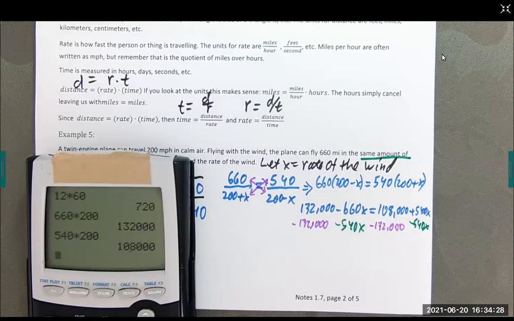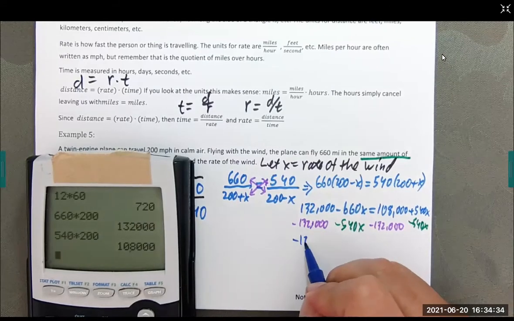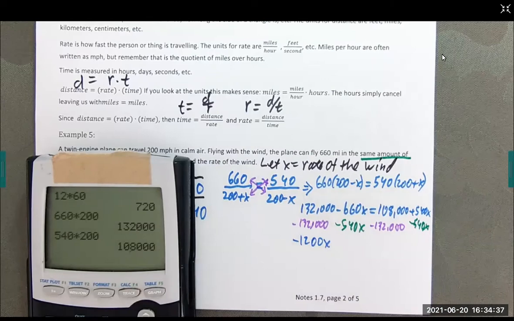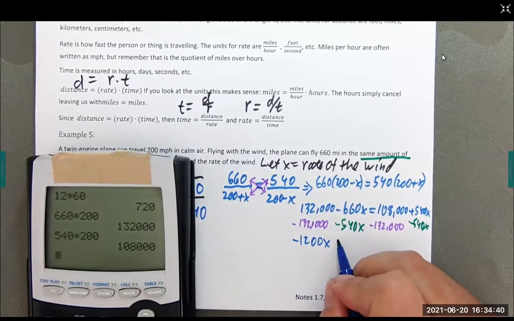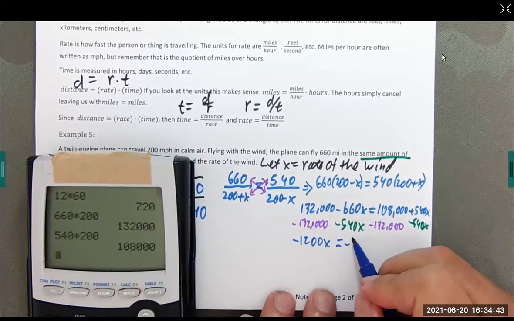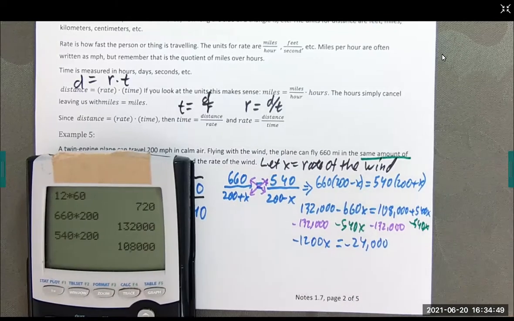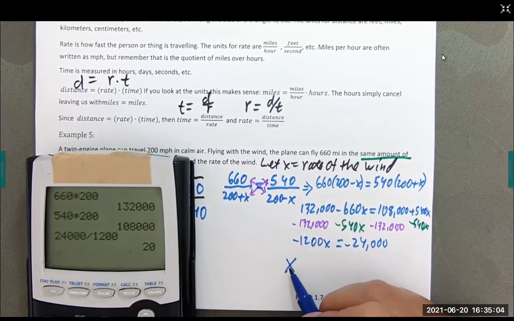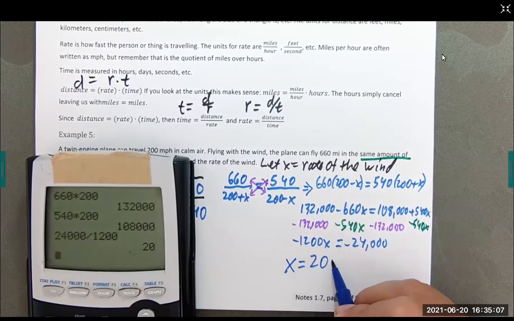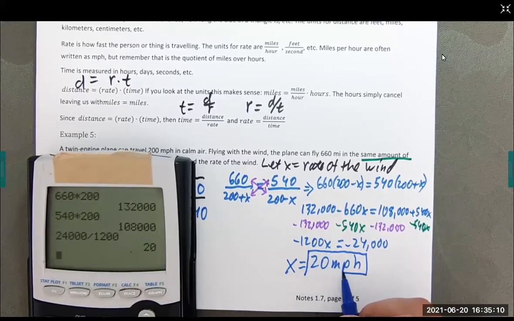That's going to give me negative 1200x equals negative 24,000. I'm going to notice that when I'm going to divide here in just a second. When I do that, the negatives will go away. They'll reduce out. So let's do 24,000 divided by 1,200. That gives us a winner of 20 miles per hour is the rate of the wind.